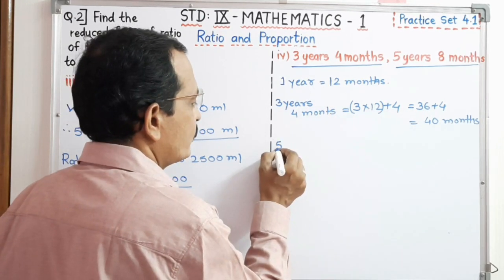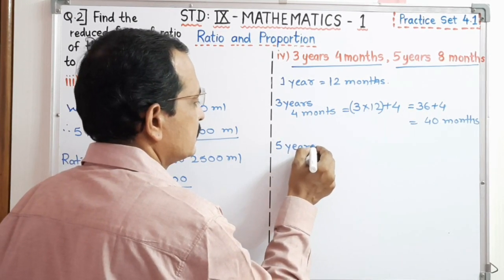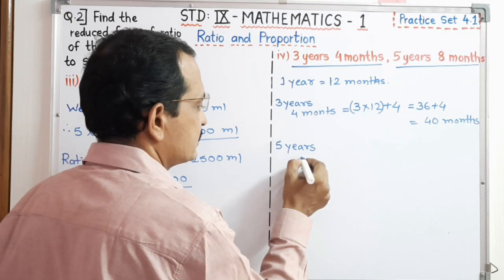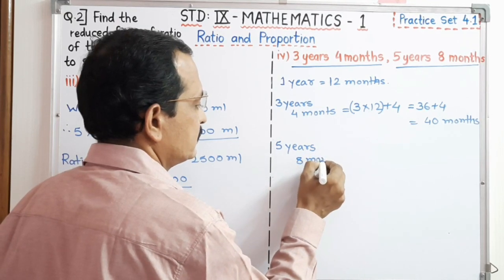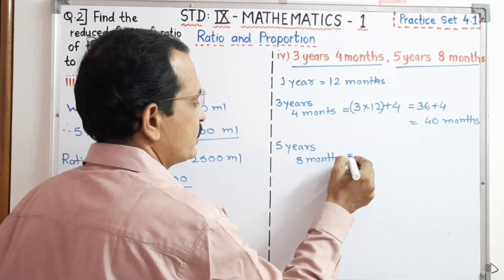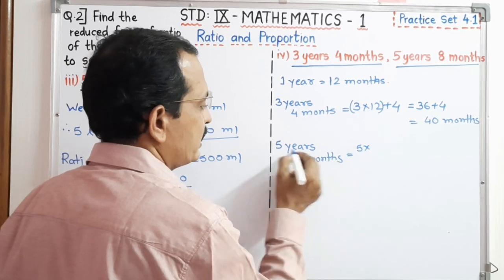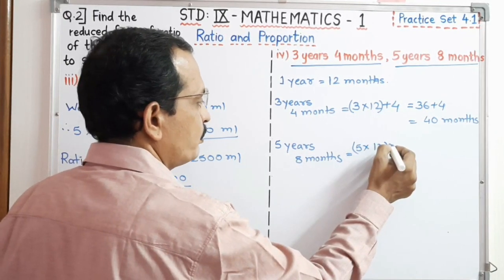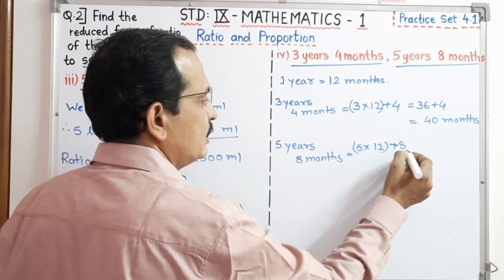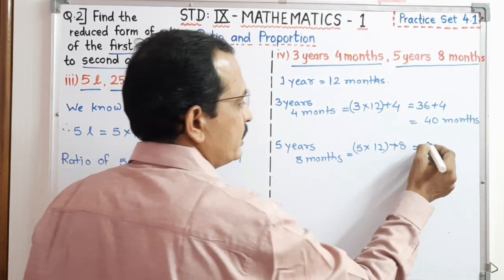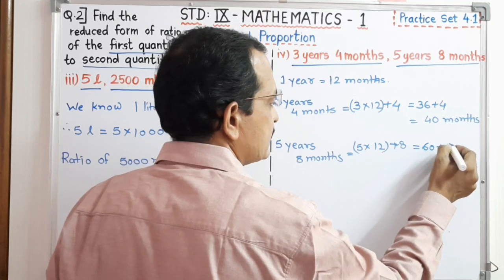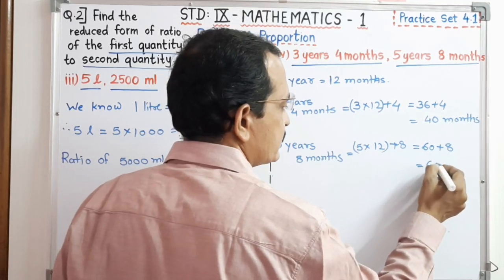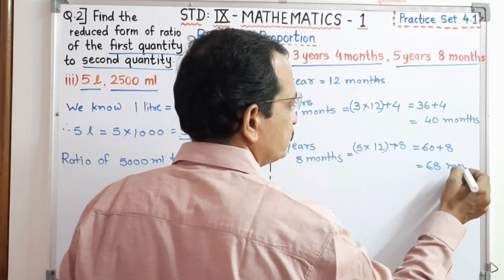Now see here, 5 years and 8 months is equal to, we have to multiply this 5 with 12, this is the conversion factor here, plus this 8 months. Now here it is 60 plus 8, therefore it is 68 months.